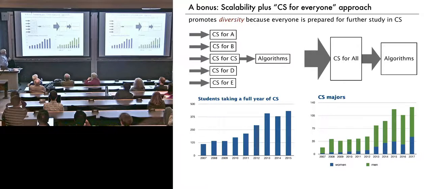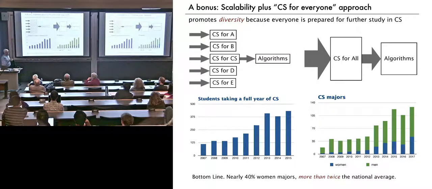And we have nearly 40% women majors, which is more than twice the national average. And that's without even trying to address that problem. As you all know, most computer scientists are completely overwhelmed with huge numbers of students, and we don't have time to address these important social problems. We're just trying to get through the day. But anyway, the broad approach, I think, had a desired outcome.